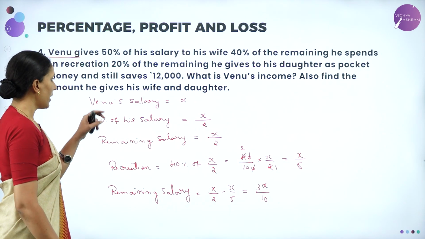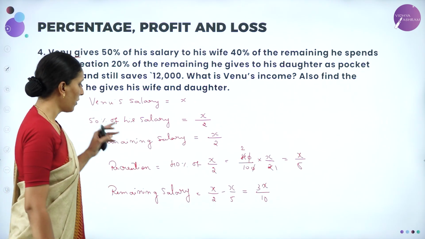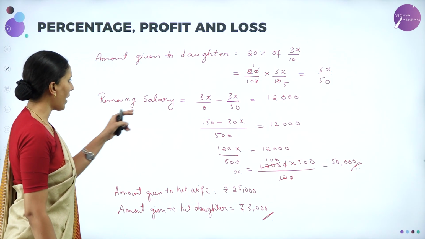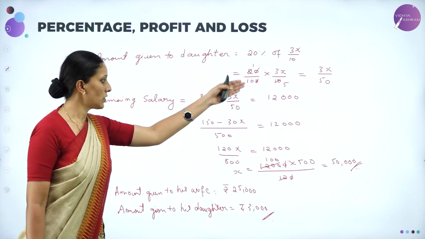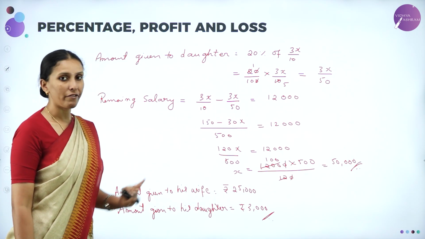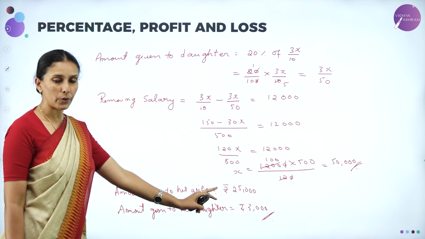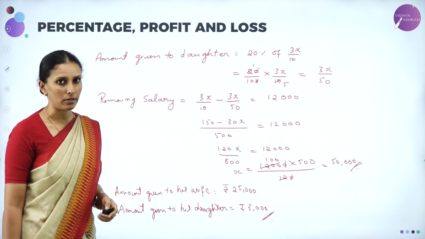So every time he spends on somebody else, we need to find out the remaining salary. So from the remaining salary, we finally get his savings. So using the savings, we can find the expected salary, and then we'll finally get the amount given to his wife as well as his daughter.